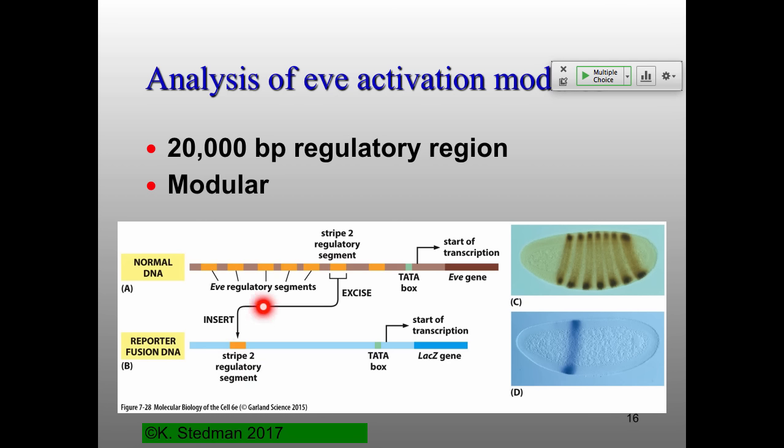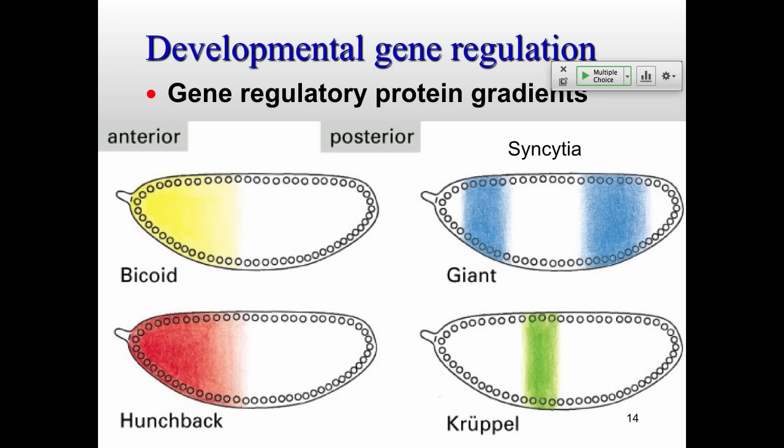So how then does the embryo know, again, totally over-anthropomorphizing here, to express this gene based on these sequences? Turns out it's due to the presence of 4 different proteins: bicoid, hunchback, giant, and cripple.